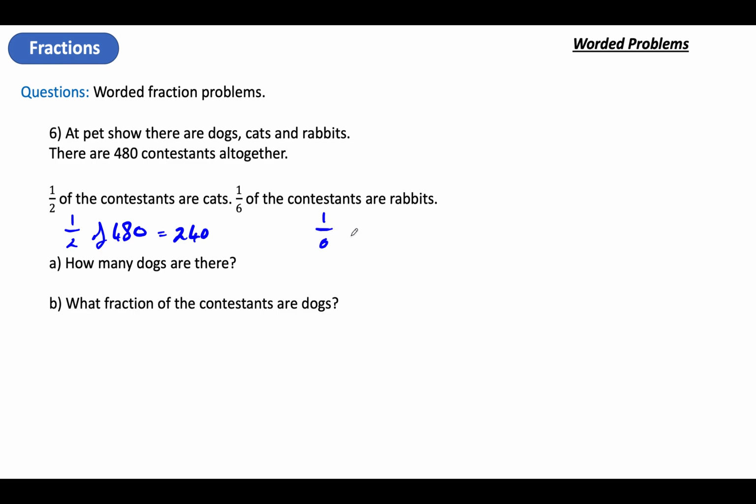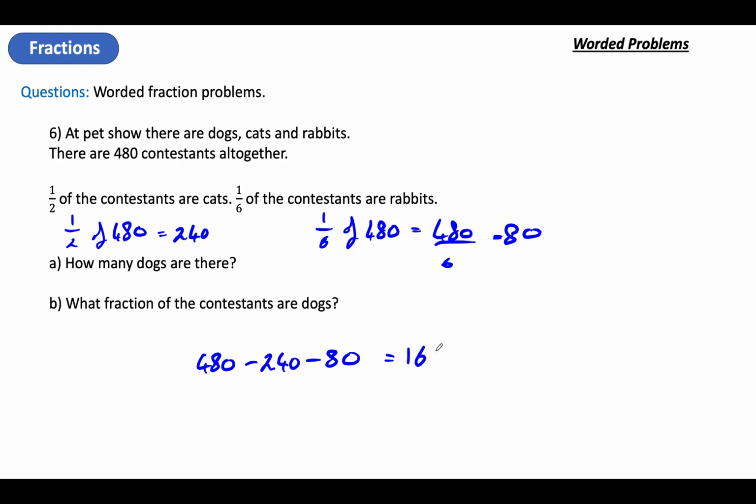The rabbits, well, 1/6 of them are rabbits, so that's 1/6 of 480. To do that, you've got to divide it by 6. How many 6s in 480? That would be 80. So you found out that there were 80 rabbits. So if we do 480, take away the 240 cats, take away the 80 rabbits, that would be 160 dogs.